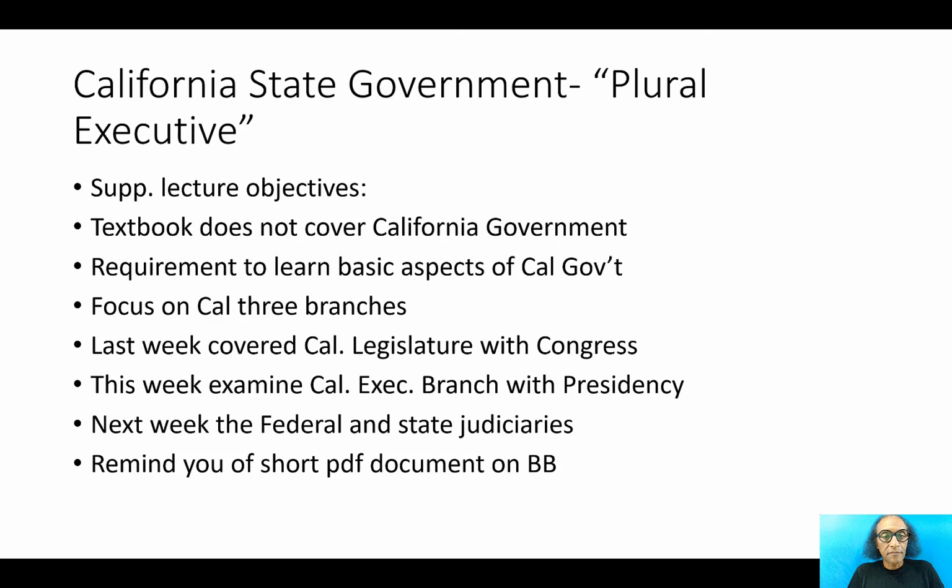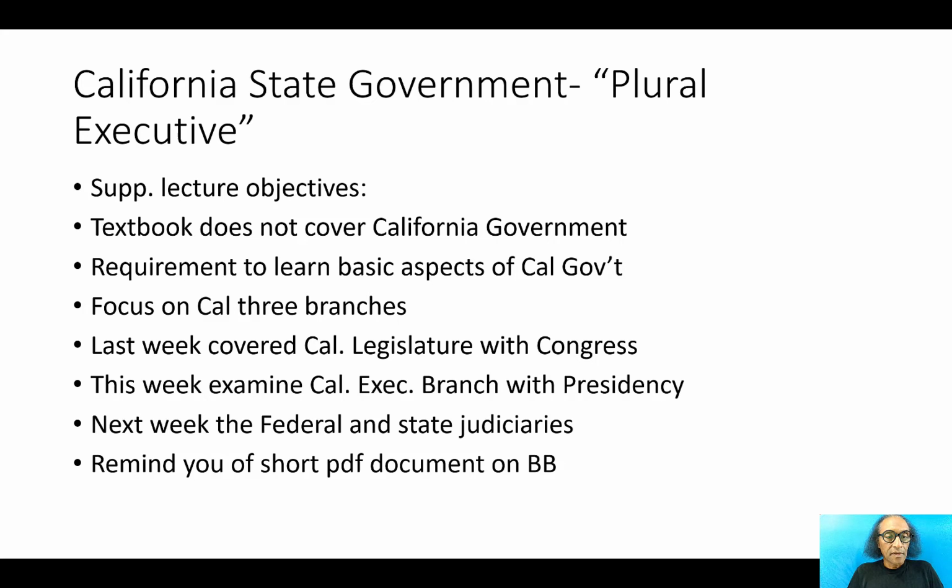Today we'll be talking about California state government, specifically the plural executive system of California government. That means California, unlike the federal system, doesn't have a single executive, but multiple executives, nearly all of them independently elected. But first, let's discuss the objectives of the supplemental lecture.